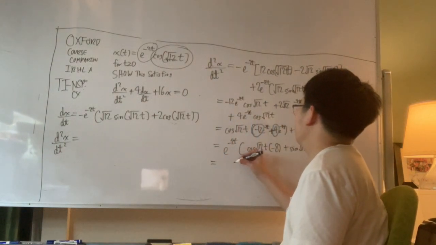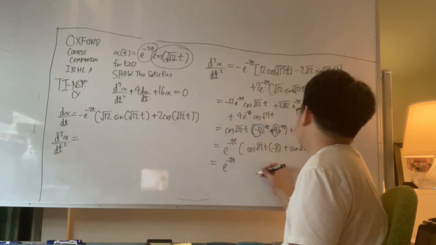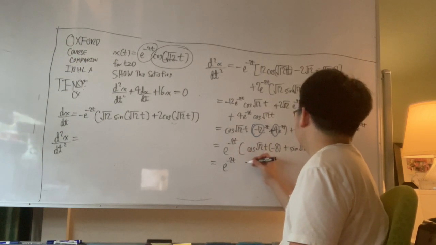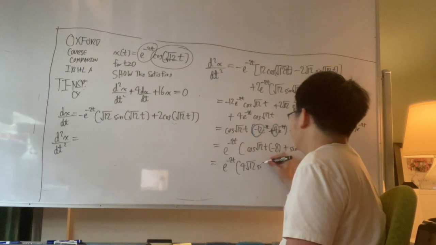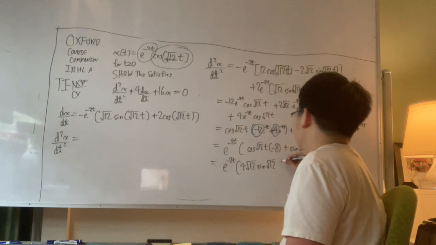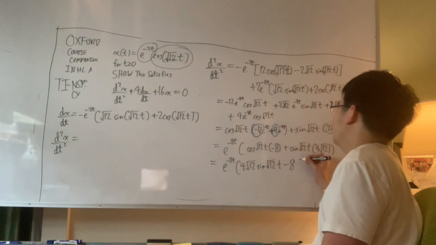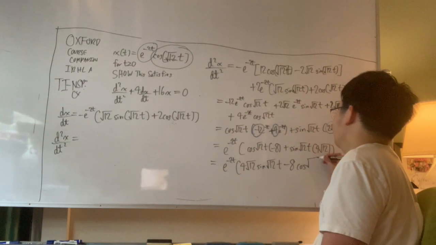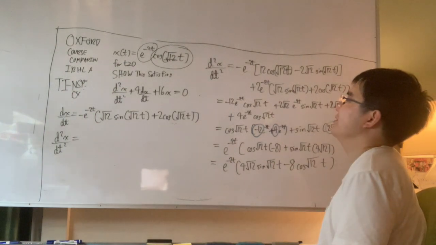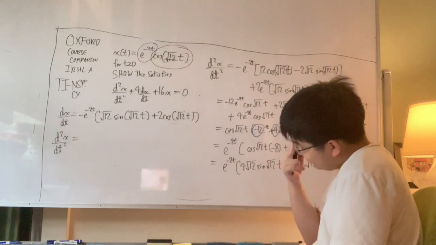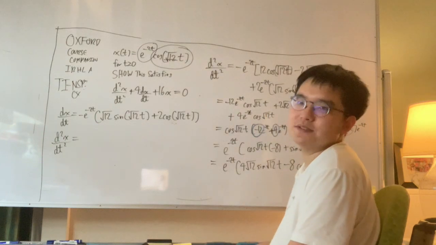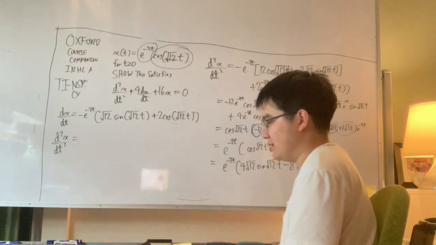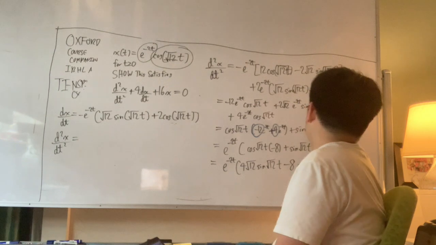And then you can simplify that. So then you get e^(-2t) times 4 root 12 sine of root 12t minus 8 cosine of square root of 12t. I don't know if you need to show more. No, it's an analytic problem. I'm not the one who designed this. This was from the IB AI textbook.